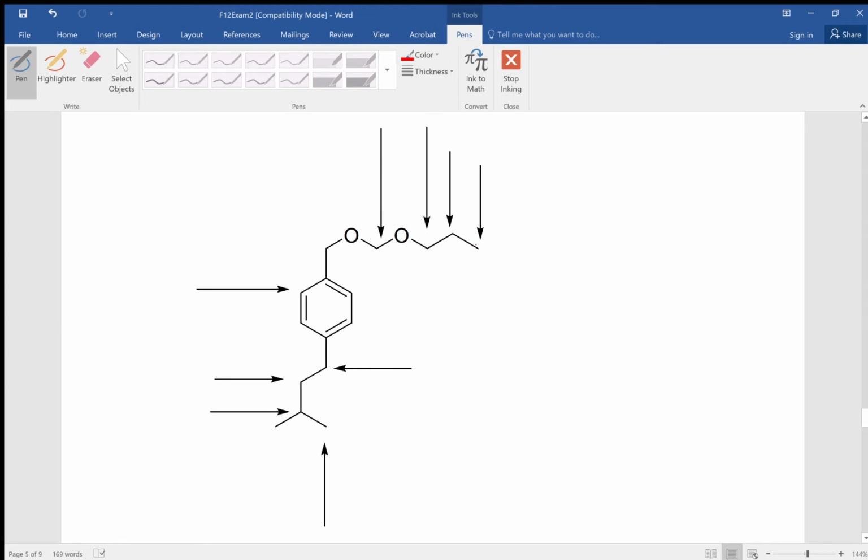Probably up at the top. So here we have a CH3 that is adjacent to two hydrogens. If it's adjacent to two hydrogens, we'll get 2 + 1, or a triplet.